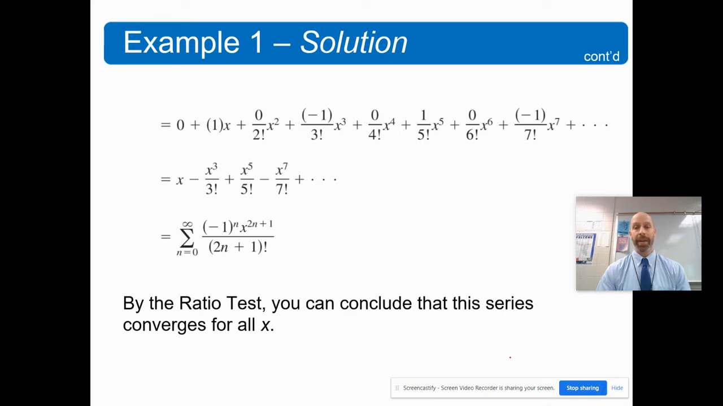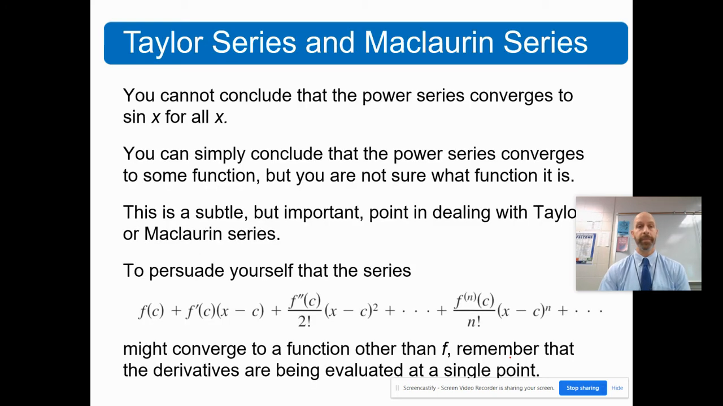To me, that's just miraculous. It does not matter what x is. You can use this particular series, this Maclaurin series, to approximate any value of x that you want. You cannot conclude that the power series converges to the sine of x for all x.